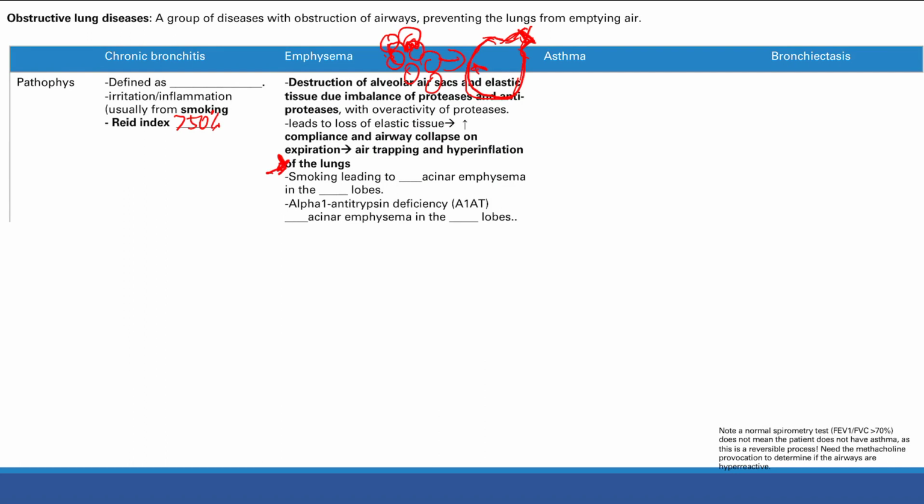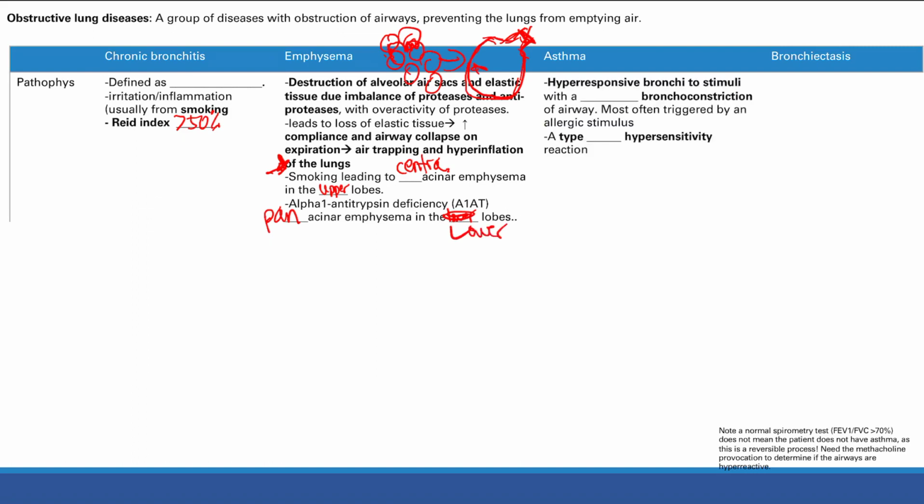I just talked all about this. Now, smoking, what does that lead to? Smoking, what kind of acinar emphysema and which lobe? Remember, smoking leads to the centriacinar type because the smoke can't get all the way to the distal part of the acinus. And then remember, smoke rises, so it's in the upper lobes. Now, alpha-1 antitrypsin deficiency was the other cause. Remember, this causes that panacinar emphysema in the lower lobes. Let's call it lower. Okay.